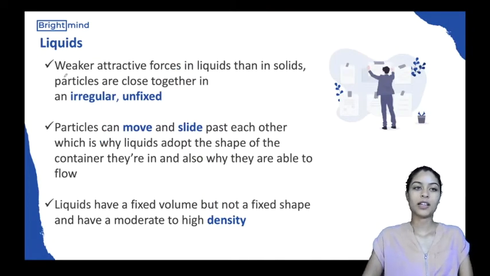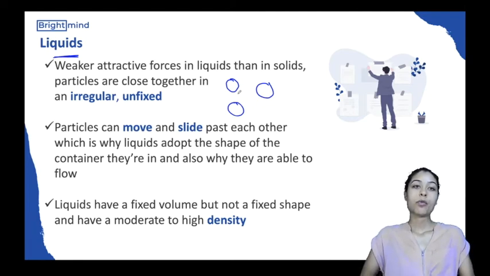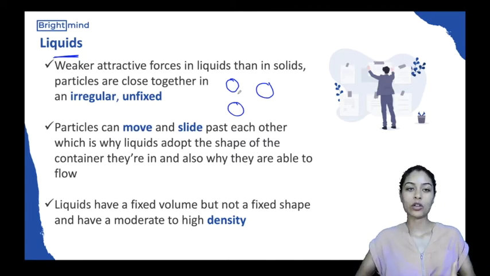So let's look at liquids. So what can we say about liquids? Well, we know that the particles in a liquid are slightly further apart than they would be in a solid. And they have a weaker attractive force between particles compared to solids. So that being said, the particles are close together, but they are in an irregular pattern or an unfixed position.